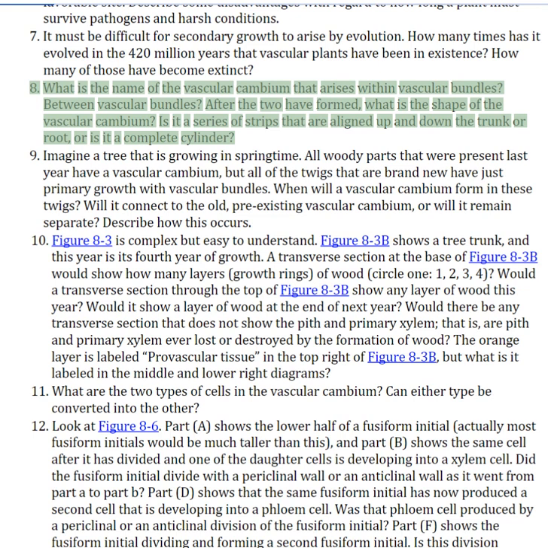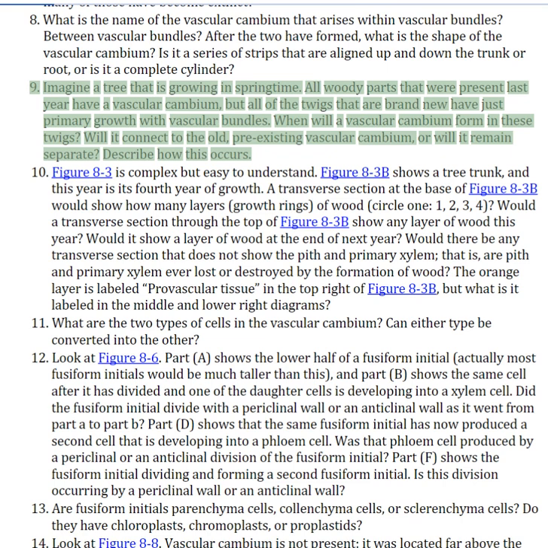8. What is the name of the vascular cambium that arises within vascular bundles? Between vascular bundles? After the two have formed, what is the shape of the vascular cambium? Is it a series of strips that are aligned up and down the trunk or root, or is it a complete cylinder?